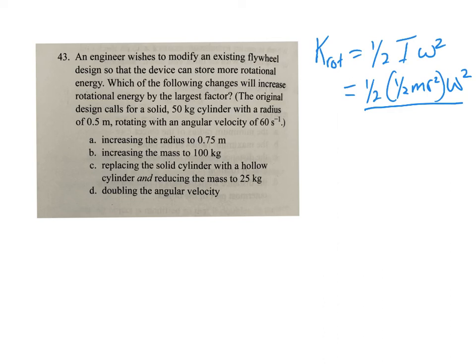So if we increase the radius to 0.75, basically the radius would be multiplied by 1.5. What happens if I multiply the radius by 1.5? I'm only concerned about the radius, so I would be squaring the radius. What happens when you square 1.5? 1.5 squared is 2.25. So if I do that to the radius, I'm going to increase my kinetic energy by a factor of 2.25.